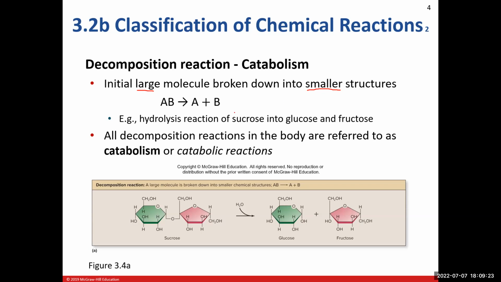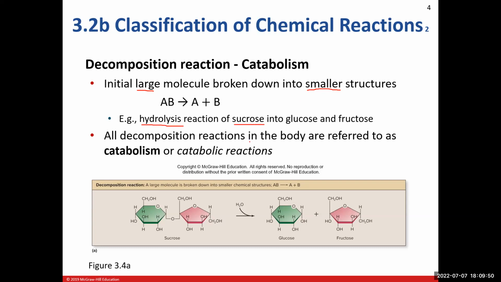So an example is the hydrolysis reaction. Now notice the term hydrolysis, right, has to do with water. And so when we're dealing with a hydrolysis reaction, we're starting with one of our sugars here, sucrose, right, table sugar. When it undergoes a hydrolysis reaction, we break it down into what we call our monosaccharides, our simple sugars, which are going to be, in this case, glucose and fructose.